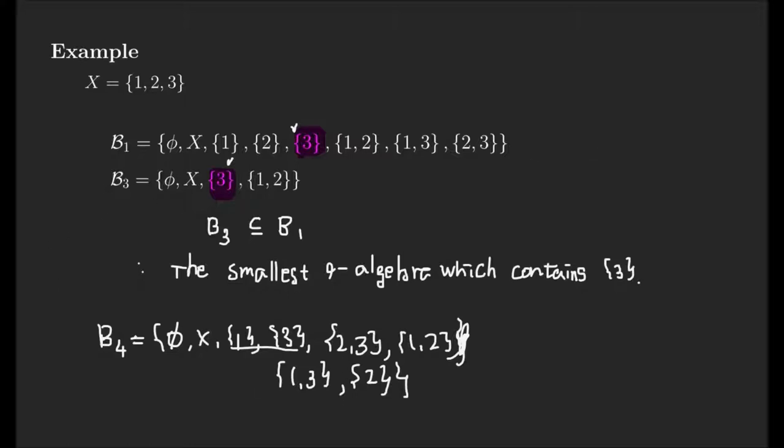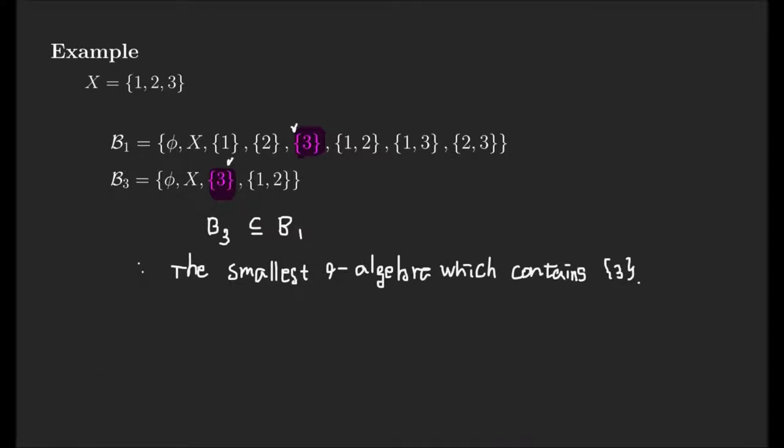So maybe in the given set, if I try to make a new element which contains 3, we cannot construct any other element aside from B1 and B3. This is the sigma algebra we can construct containing 3. Then we think that B1 and B3 are the sigma algebras containing 3. These two exist, and clearly the smallest sigma algebra is B3. B3 is the smallest, one of two sigma algebras.